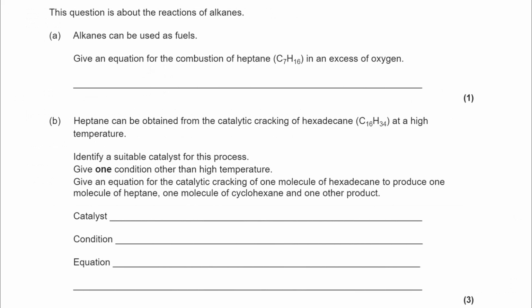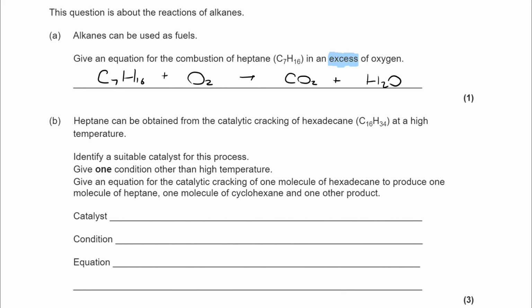So, first one, an equation for the combustion of heptane in an excess of oxygen. We're told what heptane is. We know that in combustion we're reacting with O2, and we know that it's excess oxygen, so it's complete combustion, so it's CO2 and H2O.